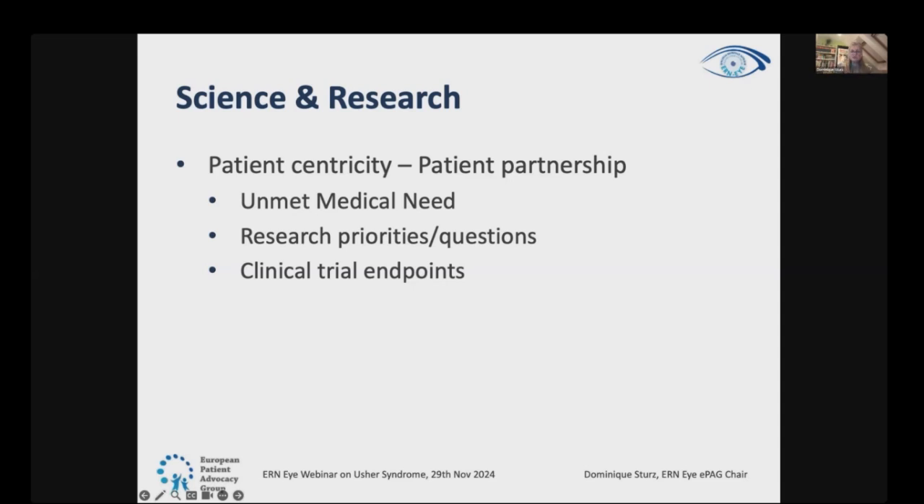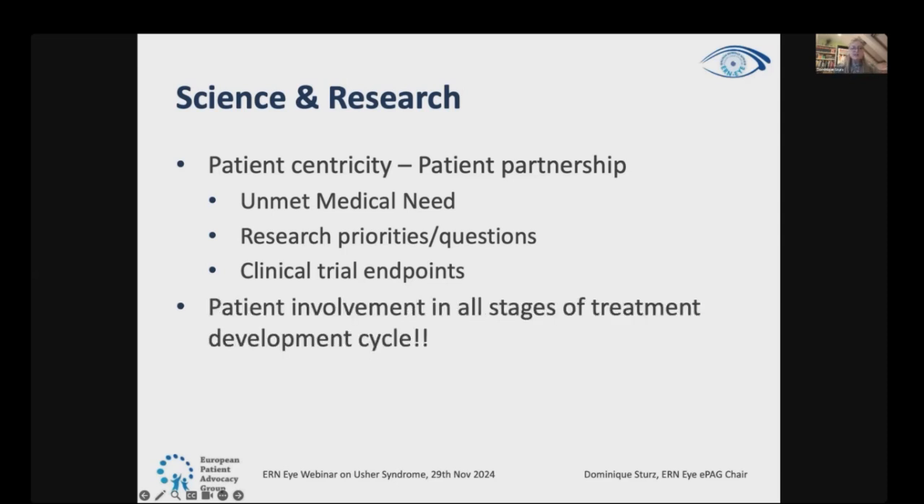We are seeing a whole discussion around this subject at the moment. And we are seeing a paradigm shift to having endpoints co-defined. I don't say defined solely, but co-defined with patients, like the patient-focused and patient-reported outcomes, including the impact on their daily lives. So when we can, we should have patient involvement in all stages of the treatment development cycle, from the very beginning when setting the research priorities to the very end, which is approval and also further on of innovative treatments.